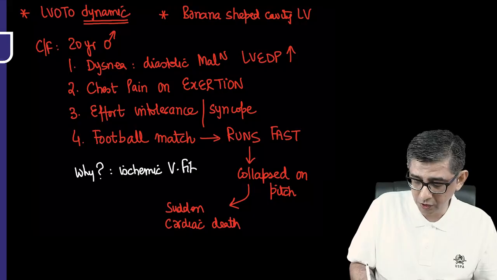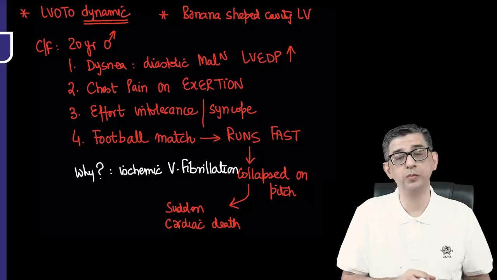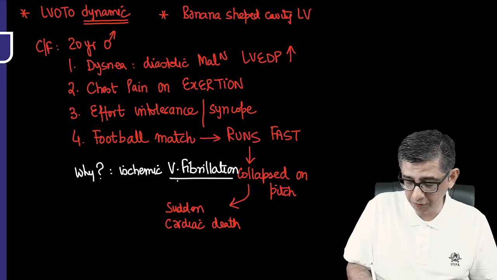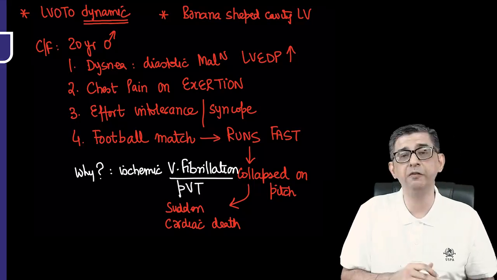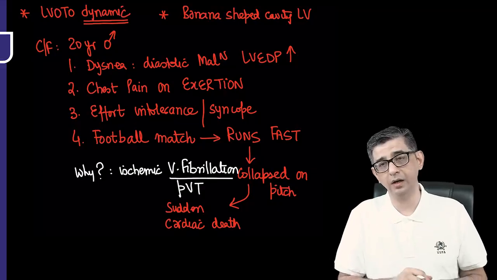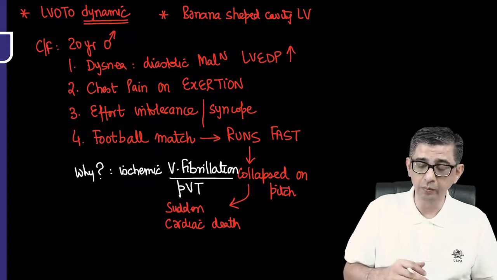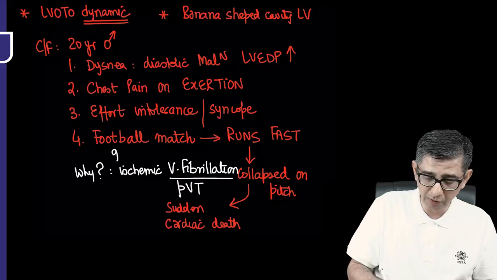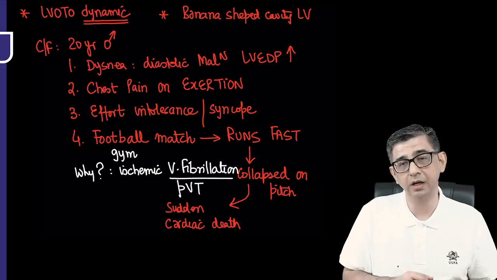A large number of these patients are always told to avoid competitive sports. This is because either they can develop ischemic ventricular fibrillation or they can develop a PVT. What is PVT? It is pulseless ventricular tachycardia. In fact, it may not be a scenario of a football match. It might be that this guy was playing basketball and he died suddenly.